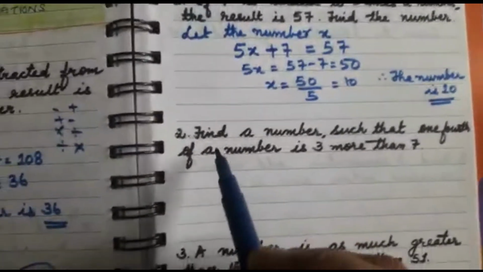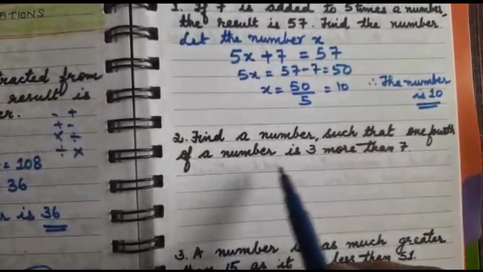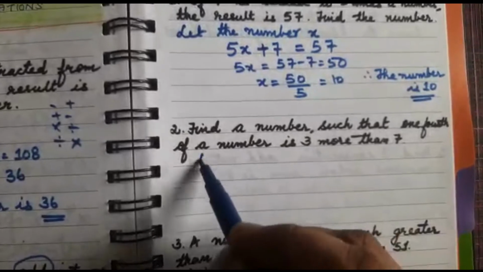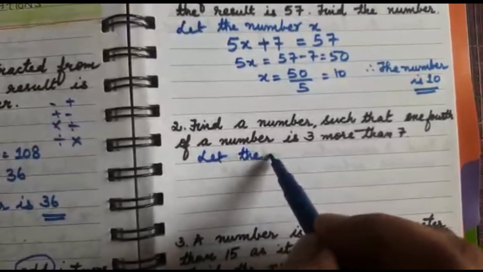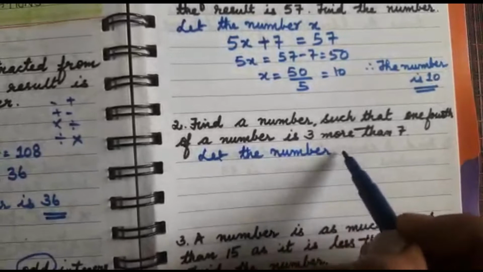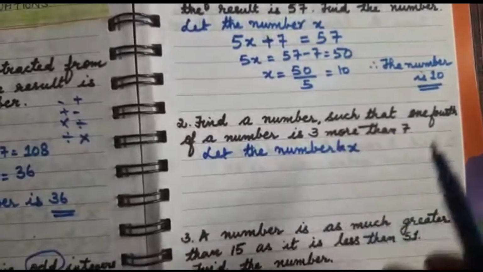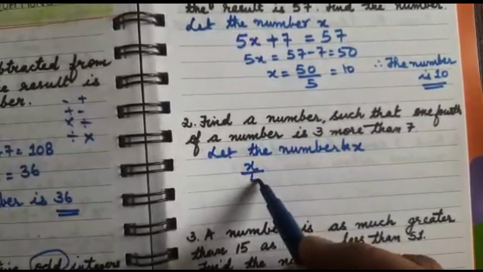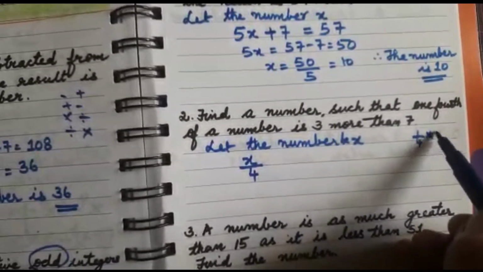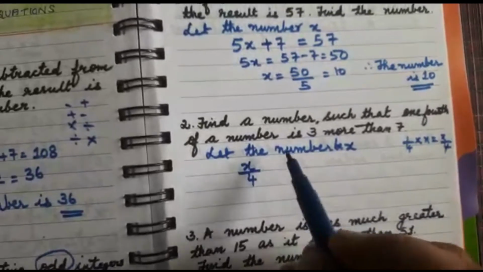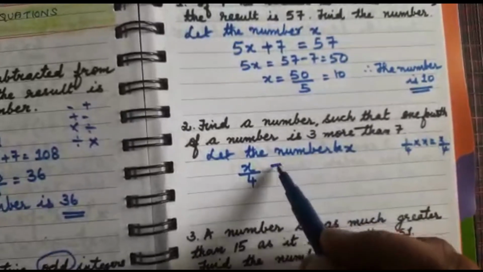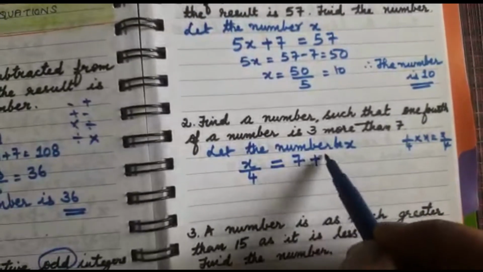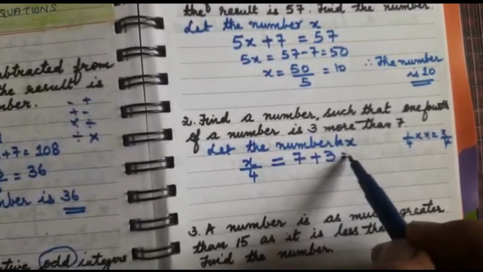Okay. Now next is find a number such that 1/4 of the number is 3 more than 7. So let the number be x. 1/4 of the number means 1/4 into x, that is x by 4. Isn't it? 1/4 of the number is equal to 3 more than 7. 3 more than means you will add 3, that is 7 plus 3, that is equal to 10.